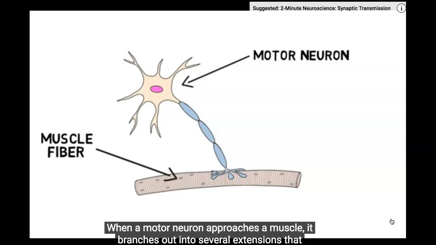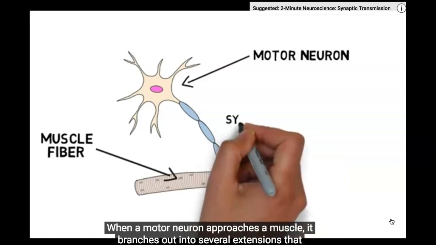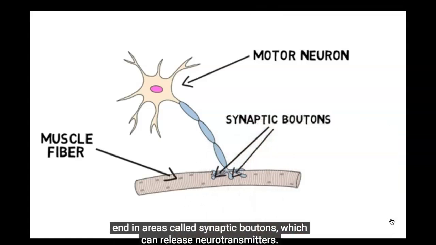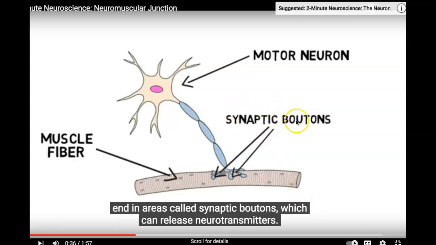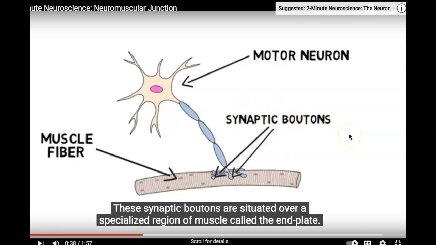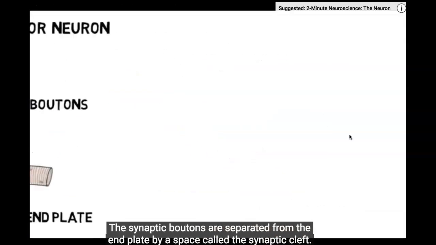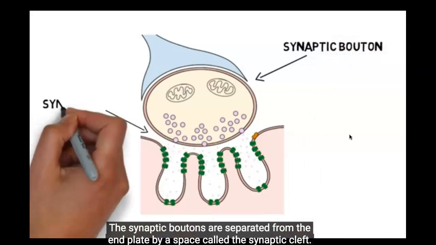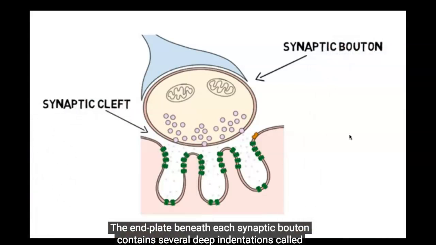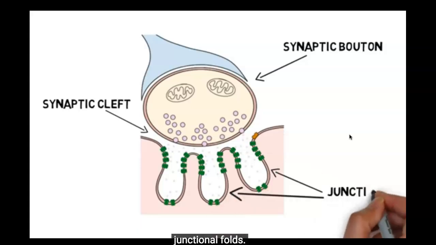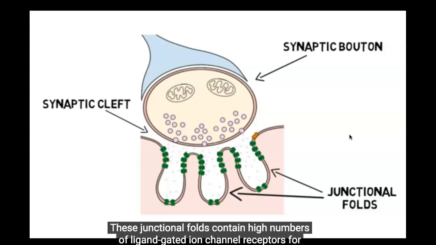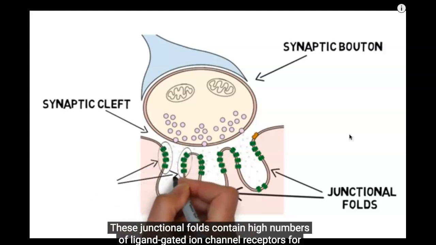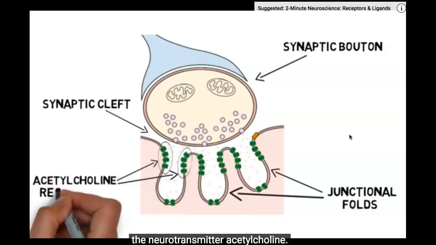When a motor neuron approaches a muscle, it branches out into several extensions that end in areas called synaptic boutons. These synaptic boutons are situated over a specialized region of muscle called the end plate. The synaptic boutons are separated from the end plate by a space called the synaptic cleft. The end plate beneath each synaptic bouton contains several deep indentations called junctional folds. These junctional folds contain high numbers of ligand-gated ion channel receptors for the neurotransmitter acetylcholine.